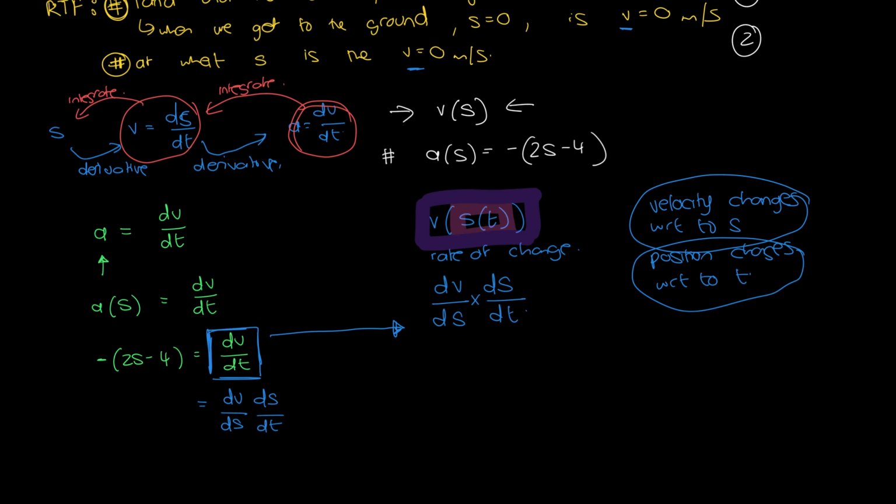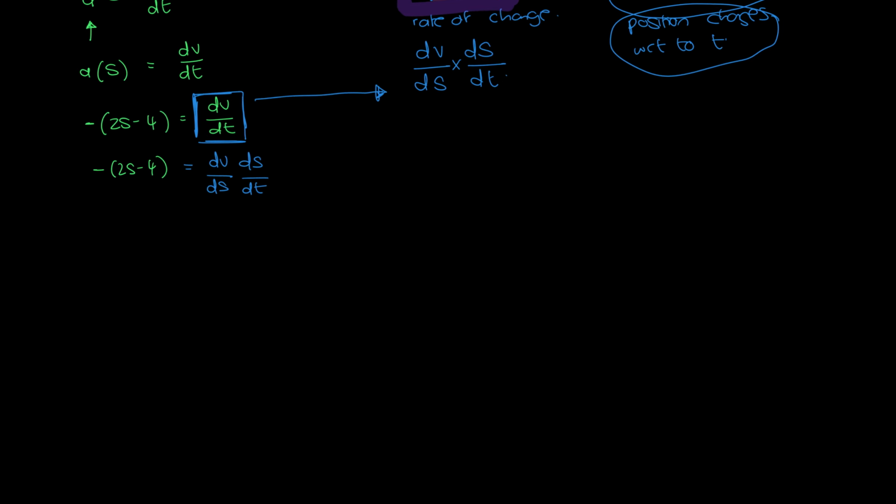And we're just going to bring down that minus 2s minus 4. Now we have to look at what we have and try to clean it up a bit. We also know the definition of velocity. The definition of velocity is ds/dt, so we can replace this with v.